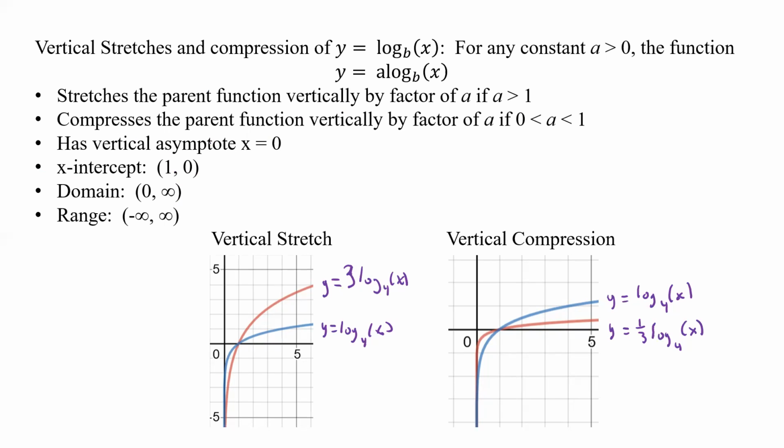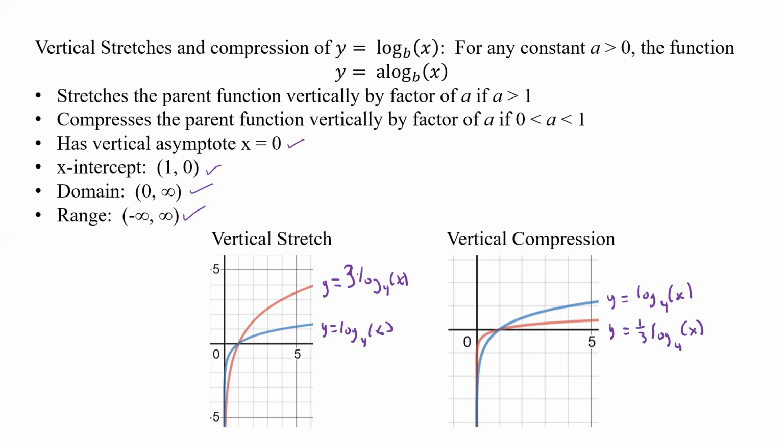So does our vertical asymptote change? No, it's still going to be x equals 0. Now our x-intercept, well, it's still going to be the same. No matter what we do to that one, it's going to be still part of the new function, because we're taking this times our output, and so we're not changing that. Our domain stays the same. Our range stays the same.